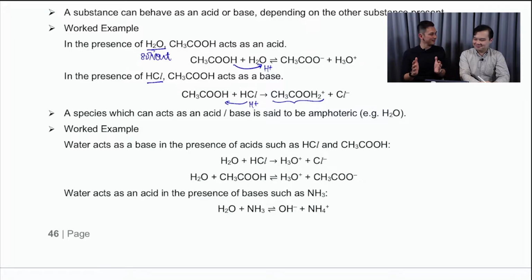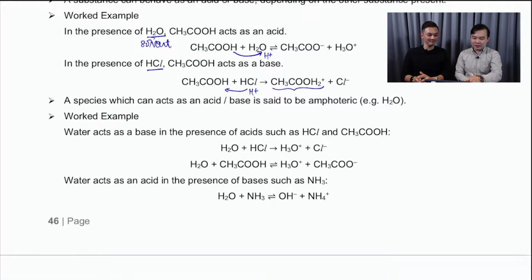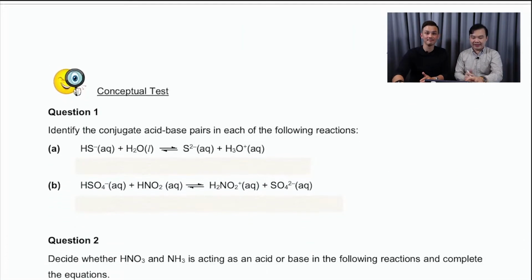There's one important term to describe this. What is that? We say that ethanoic acid is an amphoteric species. We're going to use the next page, conceptual test, question 1A, as an example to show you how you can approach questions that involve conjugate acid-base pairs.